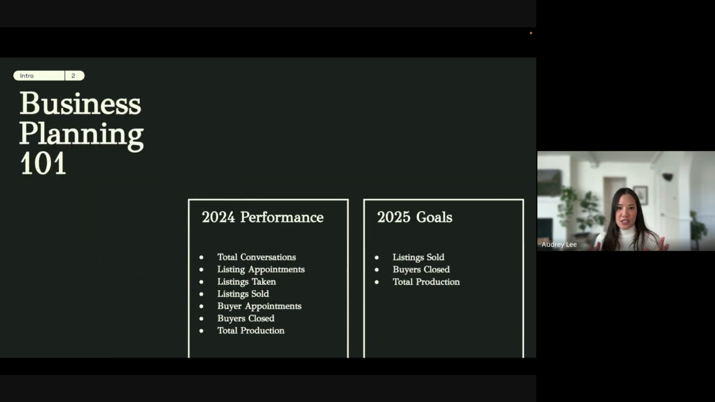So on that sheet, we're going to have a look at your total for 2024. In order to plan for 2025, it's always good to have a look back and see what your performance with total conversations, the amount of appointments you've taken, the amount of listings you've signed and sold, as well as buyer appointments and buyers closed, and then of course your total production. And then for 2025, we just need your goal for the amount of listings that you want sold, the buyers that you'd like to close, and your total volume of production.